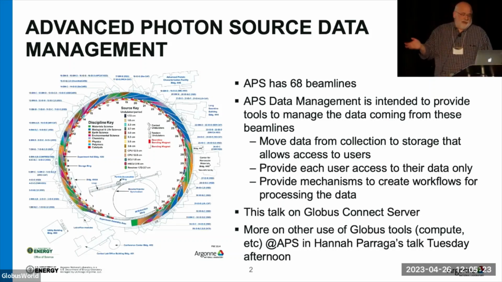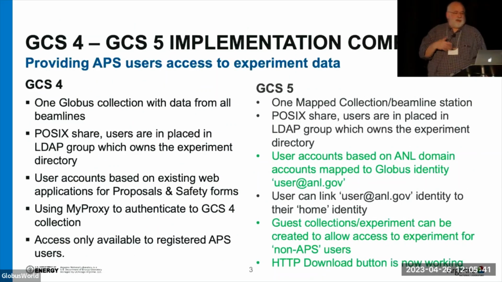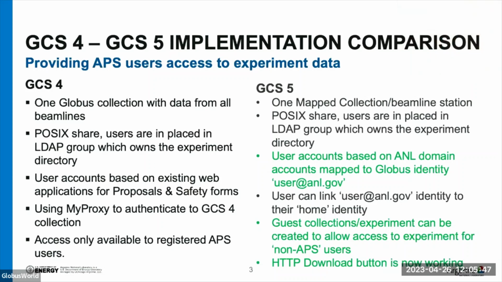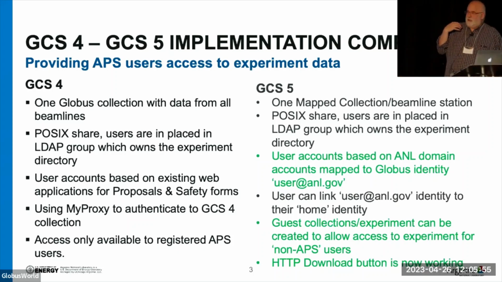This particular talk, I'm really going to concentrate on GCS and our transition from GCS4 to GCS5. Hannah Paraga talked yesterday on more of our use of the other tools for Globus compute and so forth. So I'd refer you to her talk for that. So we've been using Globus at the APS for something on the order of 10 years, moved tons of data back and forth, shared data with all the users and all of that good stuff. But as the Globus folks want us to do, we want to move to GCS5 to get out the new features and to free them up for new developments.